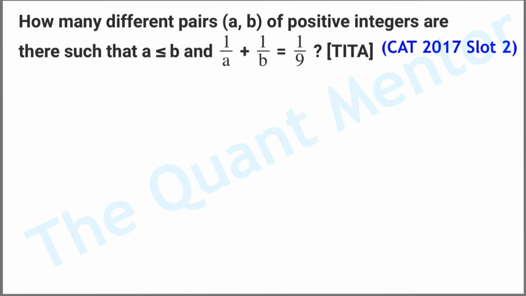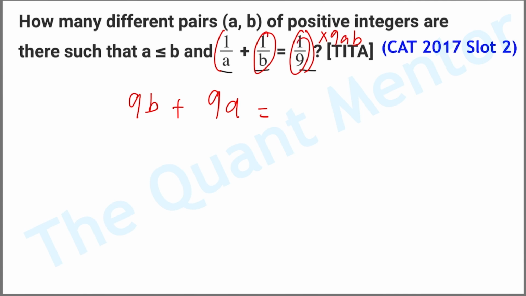Let's see how many different pairs a comma b of positive integers are there such that a is less than equal to b and 1 upon a plus 1 upon b is 1 upon 9. So we start by taking the LCM of a, b and 9 throughout, that is 9ab, and this equation will multiply throughout by 9ab, right? So 1 upon a into 9ab will be 9b, plus 1 upon b, this term into 9ab will make it 9a, is equal to 1 upon 9, this term into 9ab is simply ab.